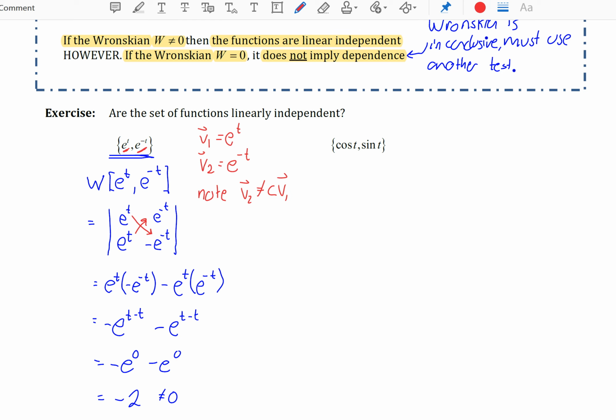Okay, let's look at another example. Are cosine and sine linearly independent? Here again, I would like to use the Wronskian. The Wronskian of cosine of t, sine of t is going to be a determinant of a matrix created by making the first row our original functions. The second row is the derivative of those functions.